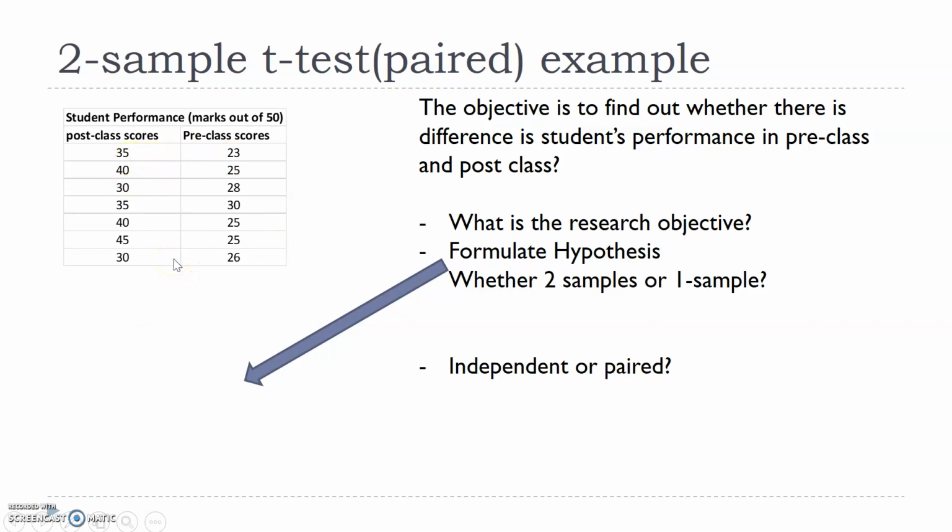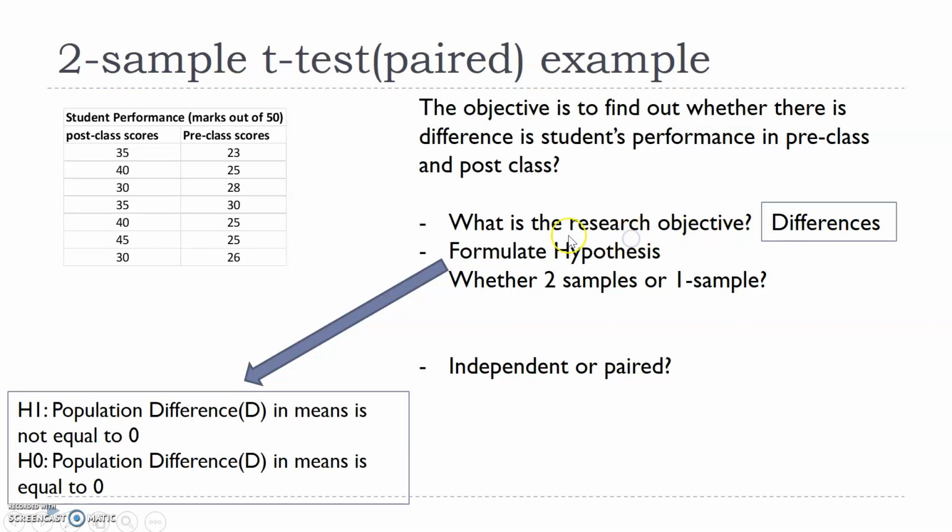So how will I know which kind of statistical test I have to use? First, find out what my research objective is. The objective is to find out whether there is a difference in student performance between pre-class and post-class. So I want to find out the difference, and I'll formulate the hypothesis. Like I said, the null hypothesis is always the status quo. That means I am assuming there is no difference between pre-class and post-class, that is, by taking the class, students did not improve their performance. That is the hypothesis for the status quo. What I want to prove is whether there is a difference.